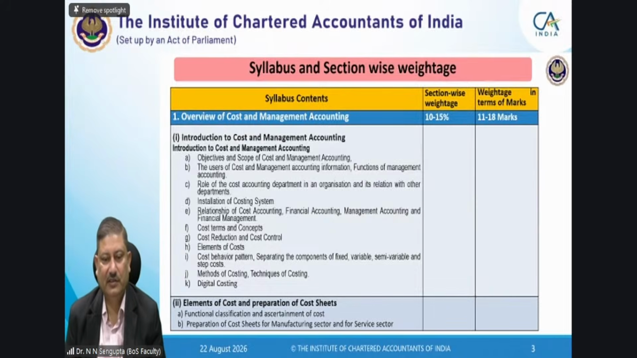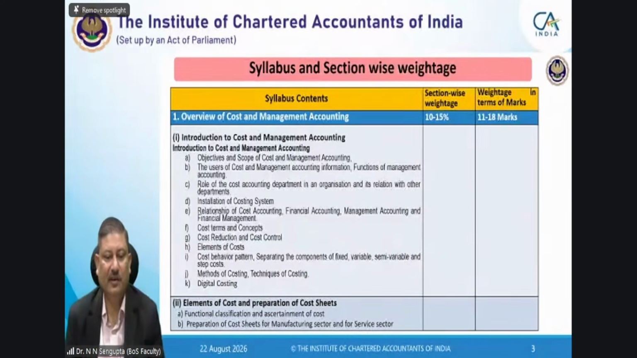So first, I think we should go to the syllabus and section-wise weightage, and then we'll go for the skill-wise weightage of this particular subject. First is the overview of cost and management accounting. 10 to 15% of section weightage is given, that is 11 to 18 marks.